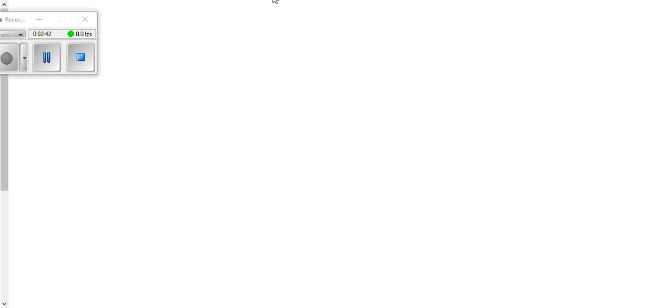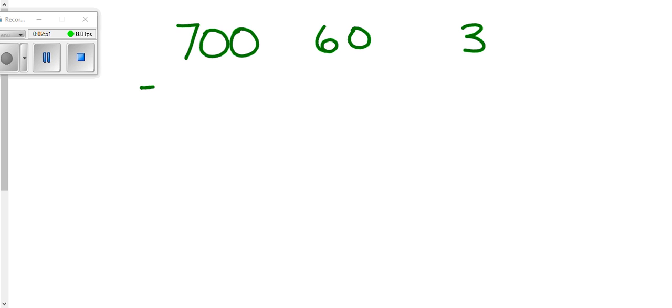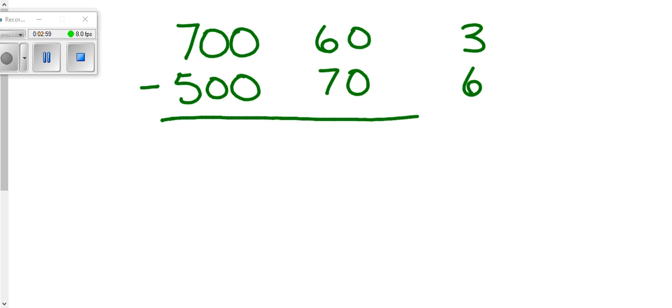I'm also showing the kids how to do this in expanded form because that also helps make a little bit more sense. So if your number was 763 minus 576, we would write it like this, and we would do the same steps, but we're writing it out so the kids can see it so that it makes more sense.